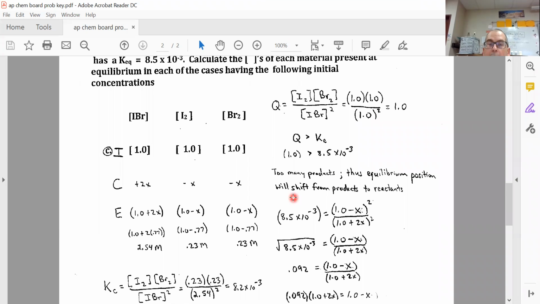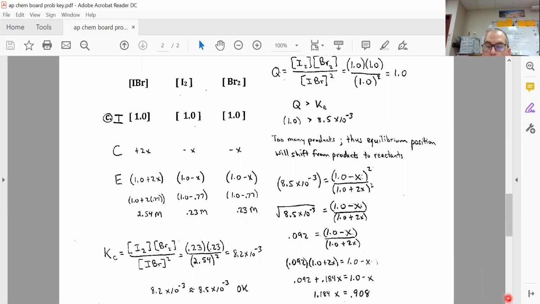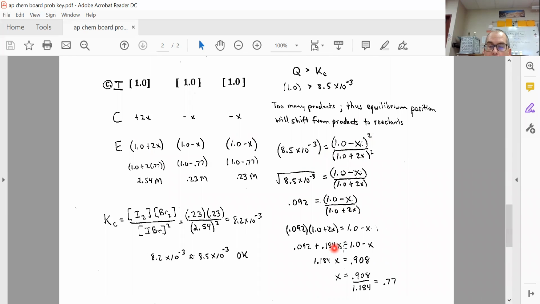Okay, this is the K value, and then we have 1.0 minus x times 1.0 minus x, one for I2, one for BR2, or otherwise just squaring it, and the 1.0 plus 2x comes from here. I take the square root of each side, so I get this. I solve for the square root, I get this. I move this term over here, and I end up here, and ultimately, I keep going with the algebra and then solve and get 0.77.